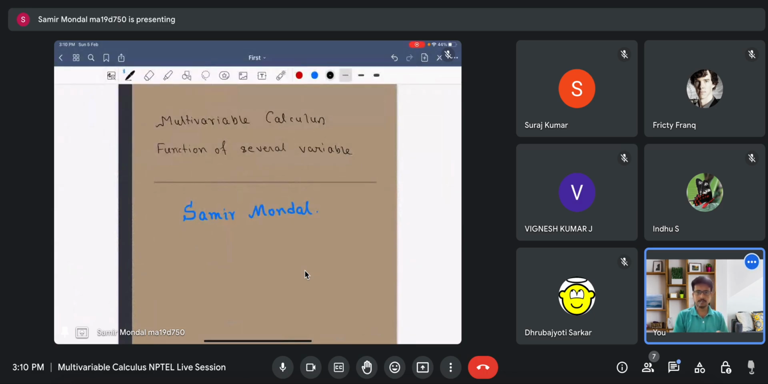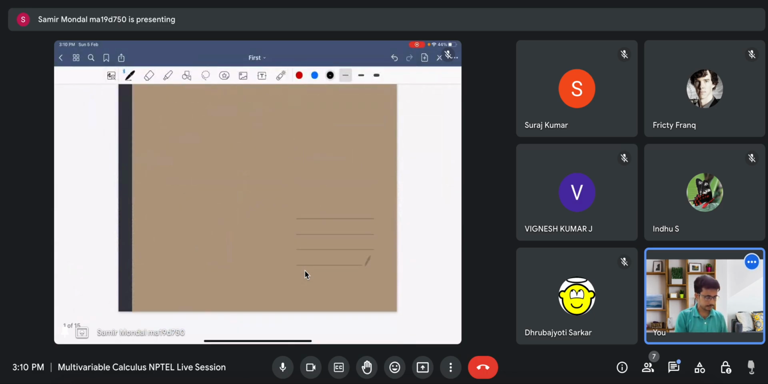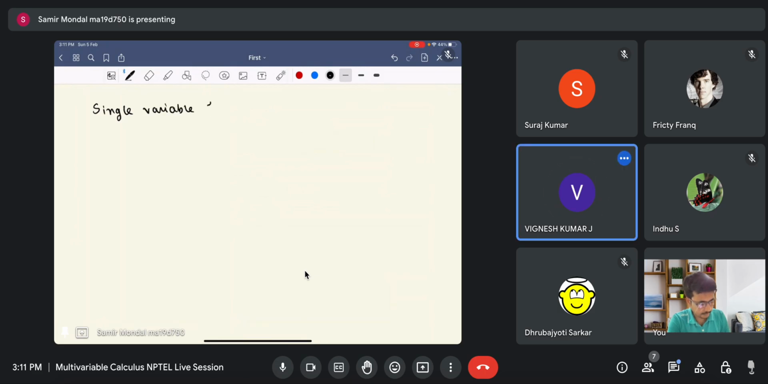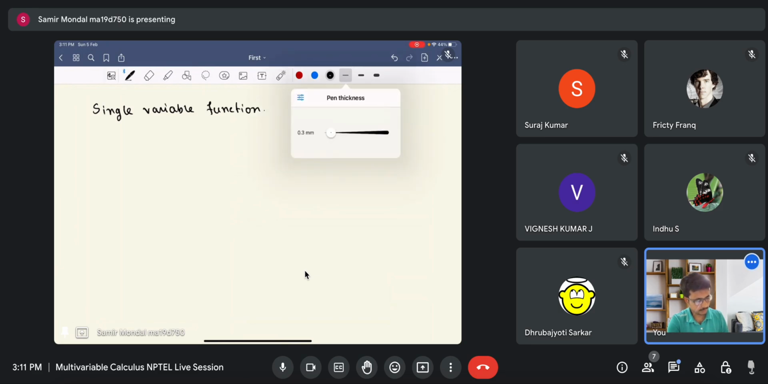Okay, this portion is, I think, looks fine. Yeah. So basically we are already familiar with single variable functions. Okay. So could you please tell me what is single variable functions? Y equals to f of x, sir. Yeah, single variable function. Okay. So it's fine. Okay.